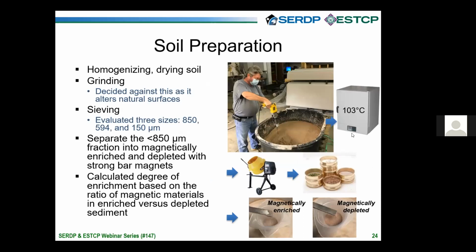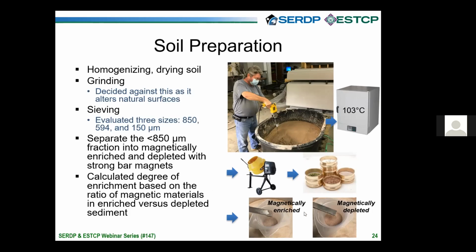So as I mentioned, the soil was delivered to Clemson University, where we homogenized it and dried it. We considered grinding it, but opted against doing that out of concern that grinding might alter the surfaces where the minerals are located. We did, however, sieve the dried samples into 3 size fractions, and then we separated those fractions that were less than 850 microns into magnetically enriched and depleted using a strong bar magnet. We actually intended initially to use something called a Frantz separator, but found that the bar magnet was just as effective and even more so.